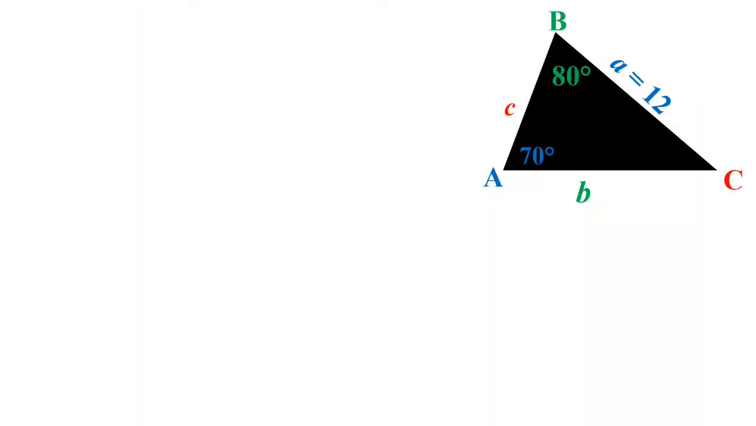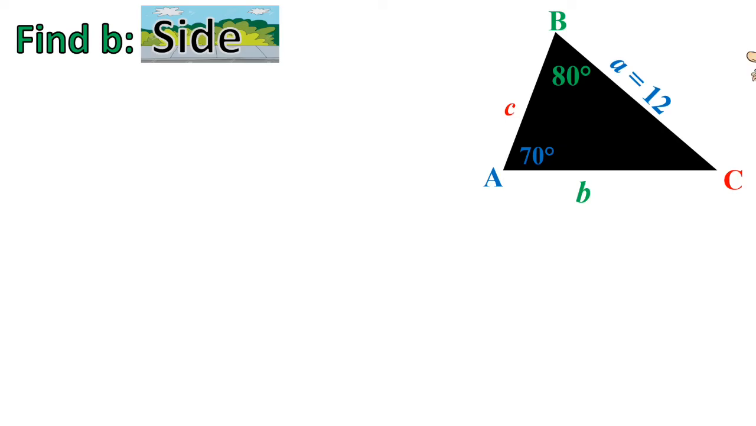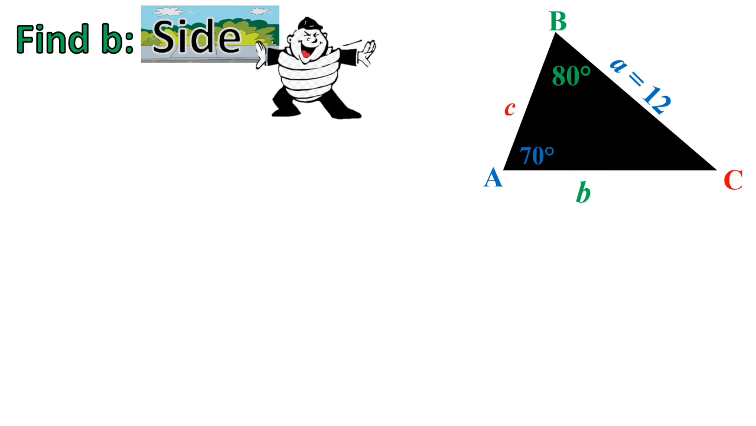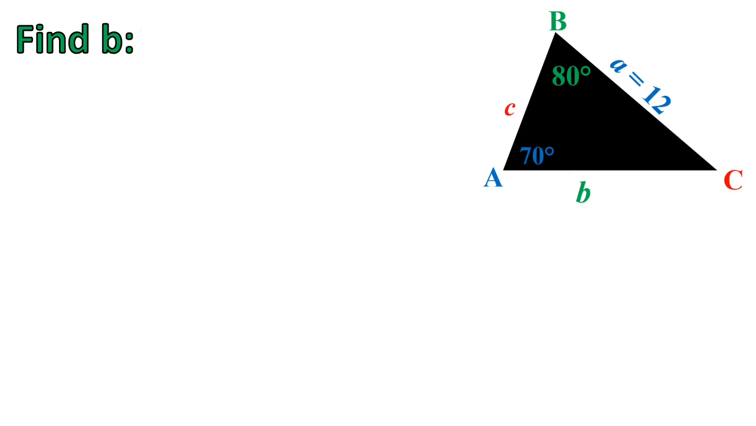All triangles have 3 sides and 3 angles. If you are asked to solve a triangle, it means find all the angles and sides you don't know. Let's start with finding side b. Remember, because we are solving for a side, we are safe. So we're going to be able to use the law of sines without any extra steps.